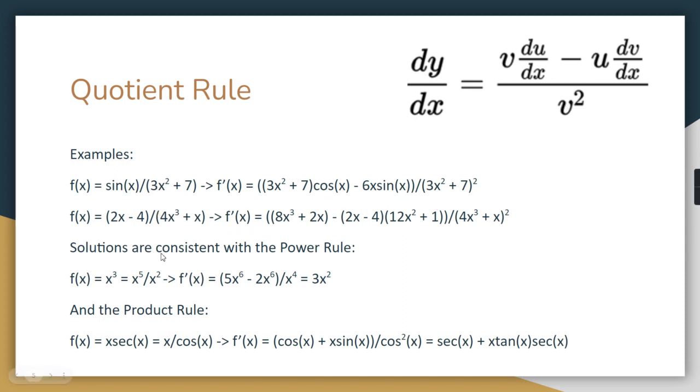But something you should know is that these solutions will always be consistent with all of the other rules. So x cubed is equal to x to the fifth over x squared, and you can write it out like that. If you do the quotient rule, you get 3x squared, which is the exact same thing you'd get if you just did the power rule. Same thing with the product rule. x secant of x can be written as x over cosine of x because of what secant of x is. And if you do the derivative of that, and when you're done, cosine over cosine squared is secant x, sine over cosine squared is tangent x secant x. So x tangent x secant x is equal to what you get if you did the product rule.